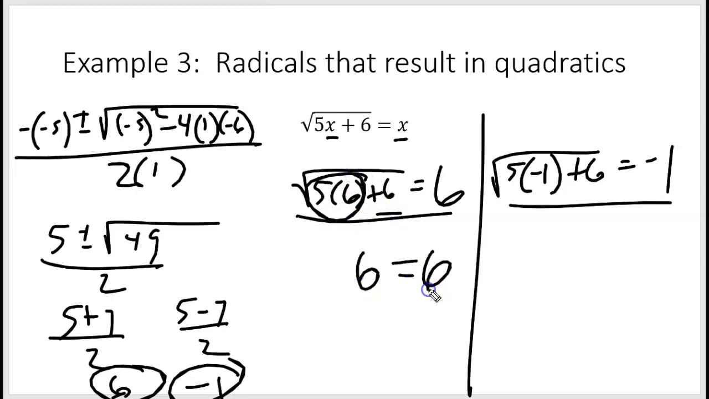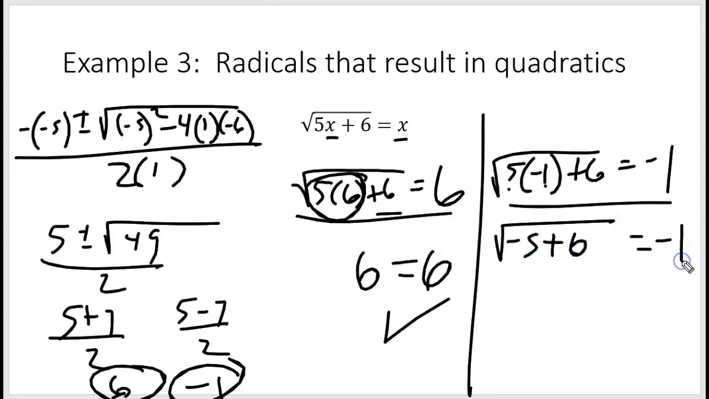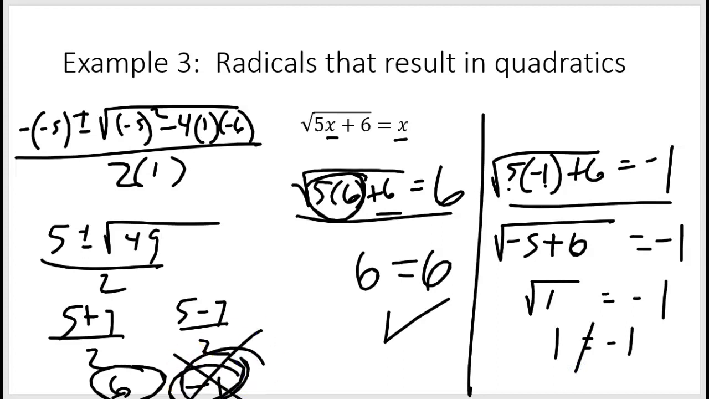So we're good. For the next one, we have 5 times -1. That's -5. And -5 plus 6 is 1. And the square root of 1 is not -1. So that one is not a solution. Okay, so we really only have an answer of 6. All right, and so that's how we will check our answers.